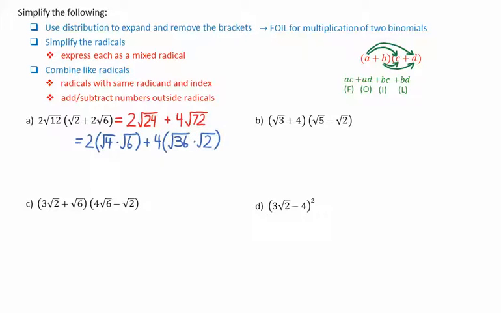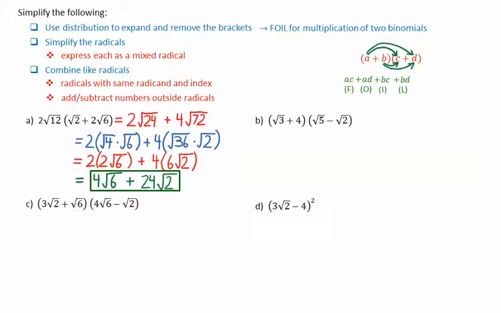Root 24 can be written as root 4 times root 6, and root 72 can be written as root 36 times root 2. The square root of 4 is equal to 2, giving us 2 times 2 root 6, and the square root of 36 equals 6, giving us 4 times 6 root 2. This then gives a result of 4 root 6 plus 24 root 2 as our final simplified answer.